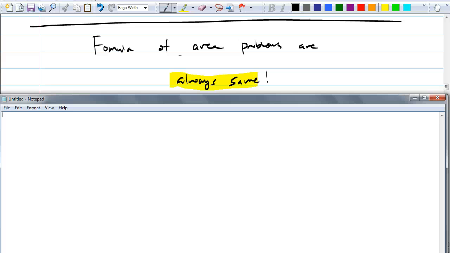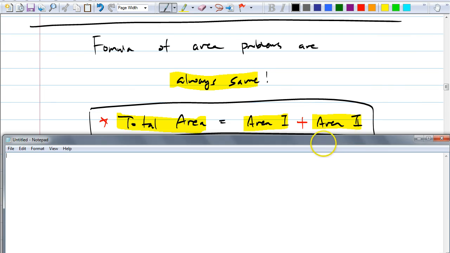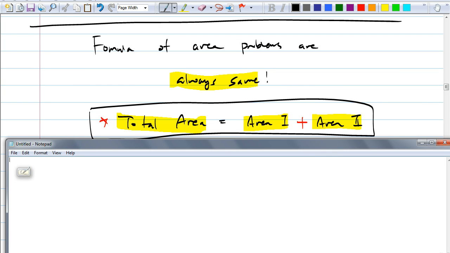Of course, at least the type that we'll be working on tonight, okay? It's always going to be this. Total area is equal to area 1 plus area 2. So write that down. And of course, if the area is divided into 3 pieces, it'll be area 1 plus area 2 plus area 3. But the total area is going to be area 1 plus area 2, for at least this type of question that you will see.